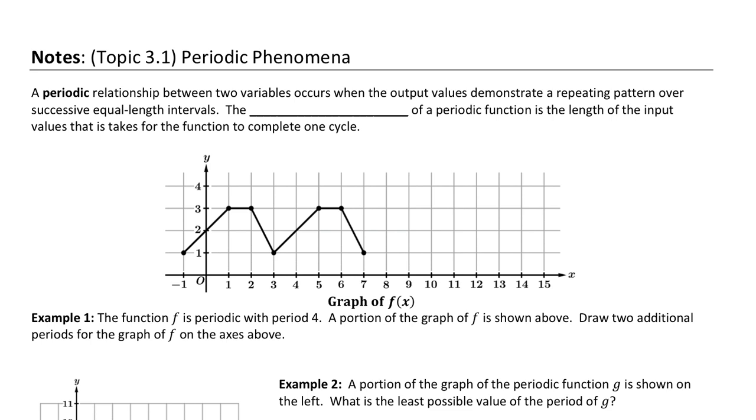Those sorts of things are called periodic phenomena. A periodic relationship between two variables occurs when the output values demonstrate a repeating pattern over successive equal length intervals. So those of you in physics, if you've done anything with springs, you know when you drop a weight on a spring, the spring goes down and up and down and up, and gravity and friction aside, it would keep doing that shape over and over again across its entire domain.